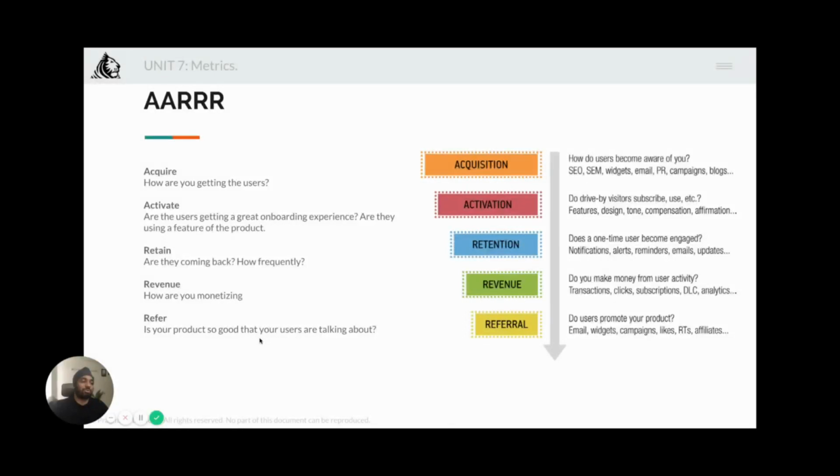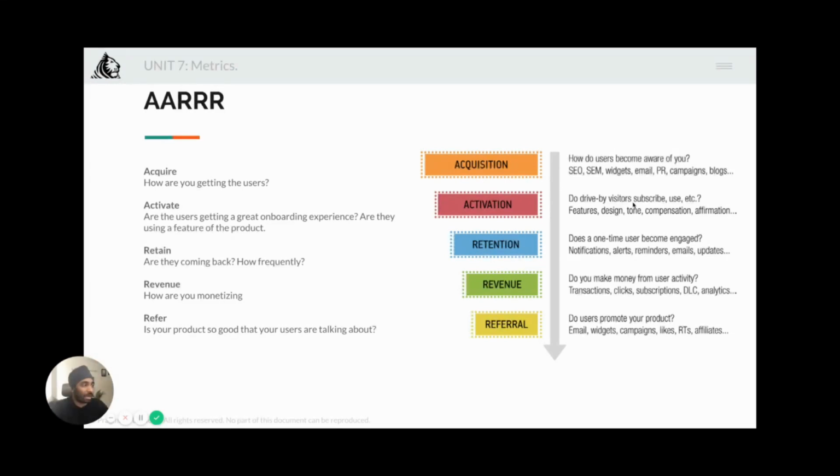So if you consider these five buckets of metrics that you need to bother about, understand that this is just a framework, right? So you need to think of acquisition as a bucket, and you need to figure out the metrics which signal acquisition. Similarly, you need to figure out the metrics that signal activation, and so on. So as displayed in this figure, how do users become aware of you? That's the question that you're trying to answer in acquisition. The SEO, SEM, widgets, word of mouth, email, PR, campaigns. What exactly is happening here?